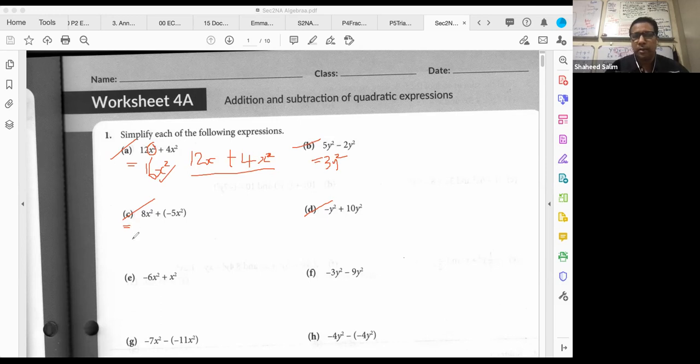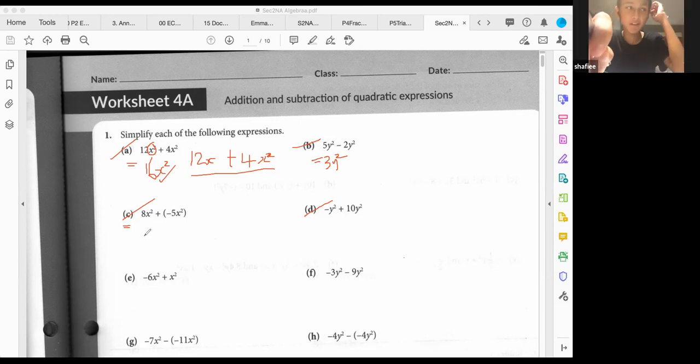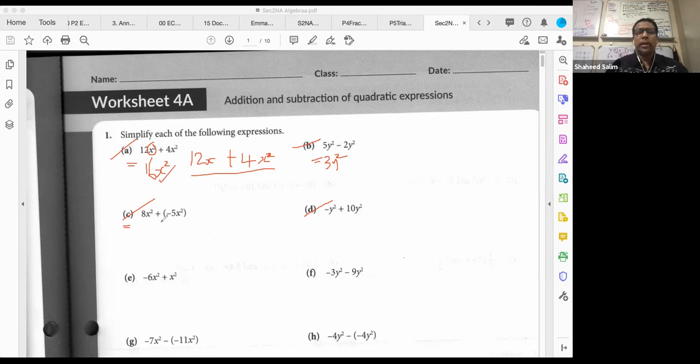Shafi? I don't know how to do this one. Okay. Shafi, which part do you not know? You do not know how to remove... is it the bracket? Yeah.